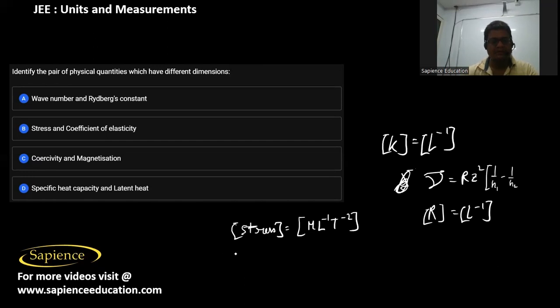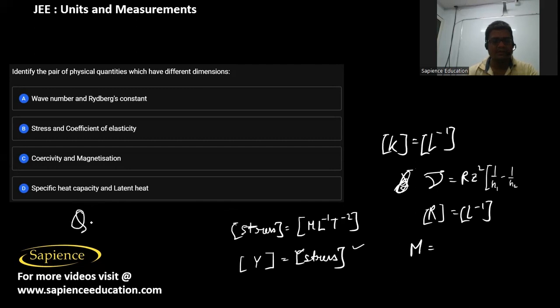And coefficient of elasticity, that is the modulus of elasticity, which is Young's modulus, that will be also same as that of stress. So its dimension is same as that of stress. And susceptibility and magnetization, so the magnetization M, and in the D, that is specific heat capacity.